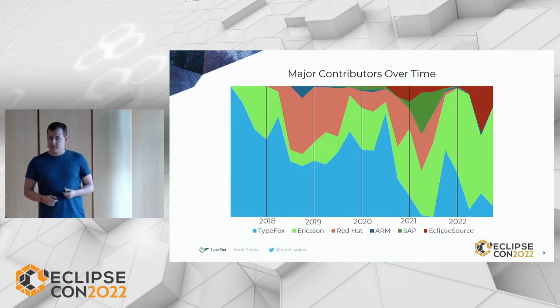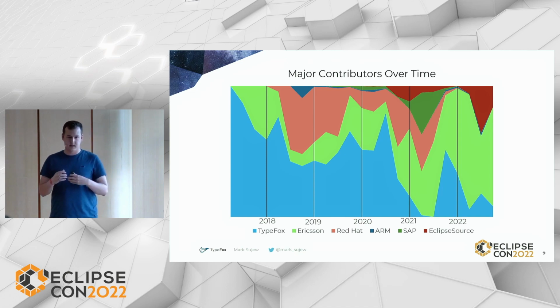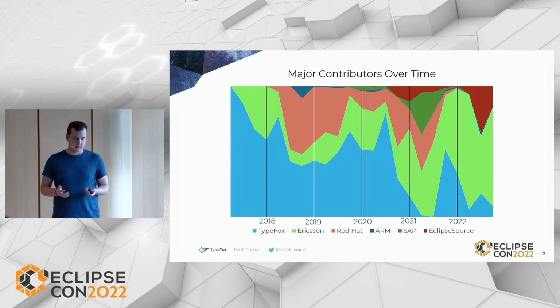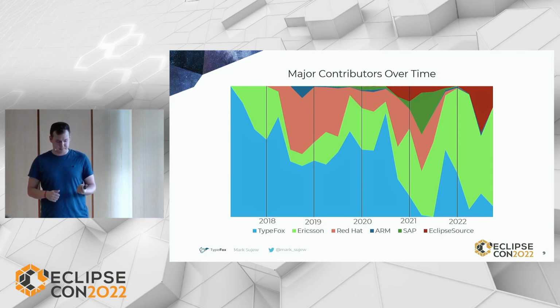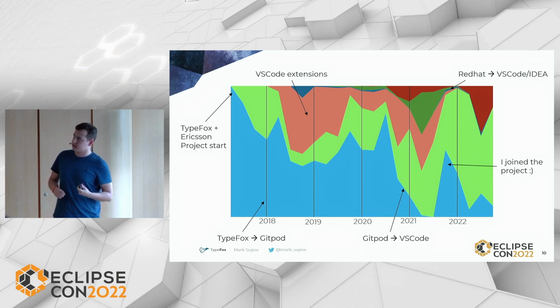And so coming to this abstract piece of art, which is supposed to represent how the major contributors to Theia evolved over time. So basically, this is just percentage-based. You can't read any absolute values out there. And so the main contributors to Theia during the last 5 years have been TypeFox, Ericsson, Red Hat, ARM, SAP, and Eclipse Source. And this annotated version explains a bit better why some members joined and some have dropped off.